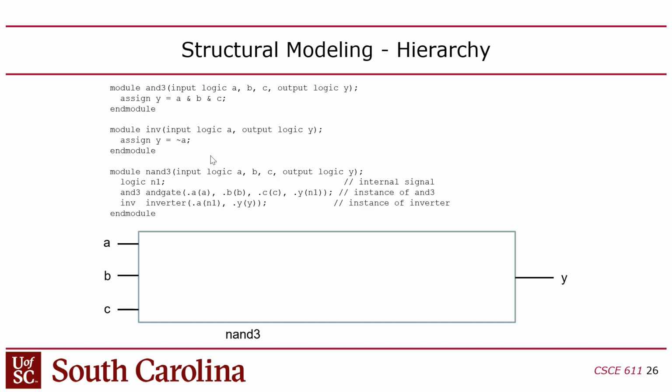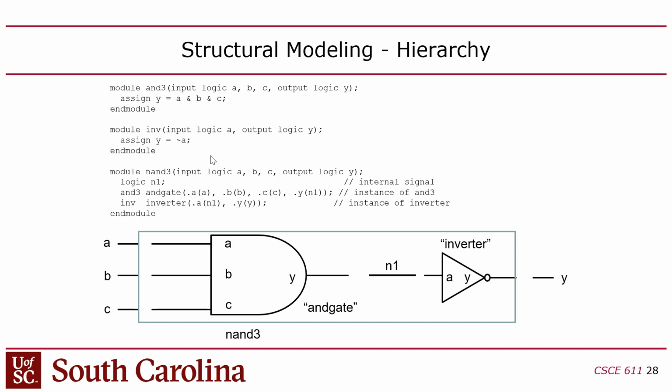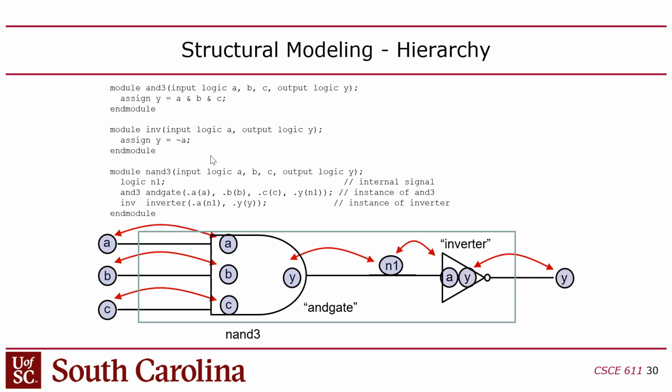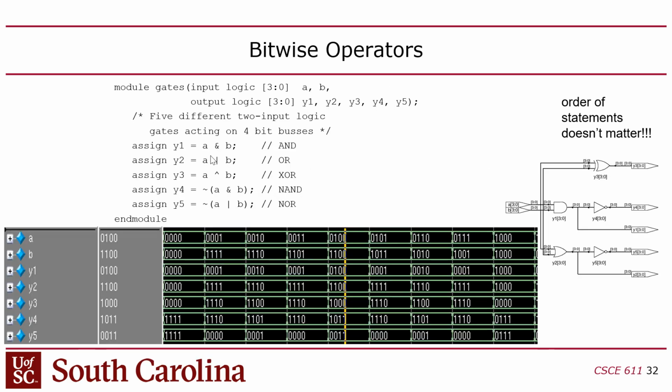This was a similar example, except in this case we have 2 modules instantiated, and we create port maps between the signals in the NAND3 module and the modules that we've instantiated in there, which are the AND3 and the inverter. Then I mentioned you can have multi-bit signals. In this case, we have a module called gates. We have 2 inputs, A and B, and they're both 4-bit inputs.